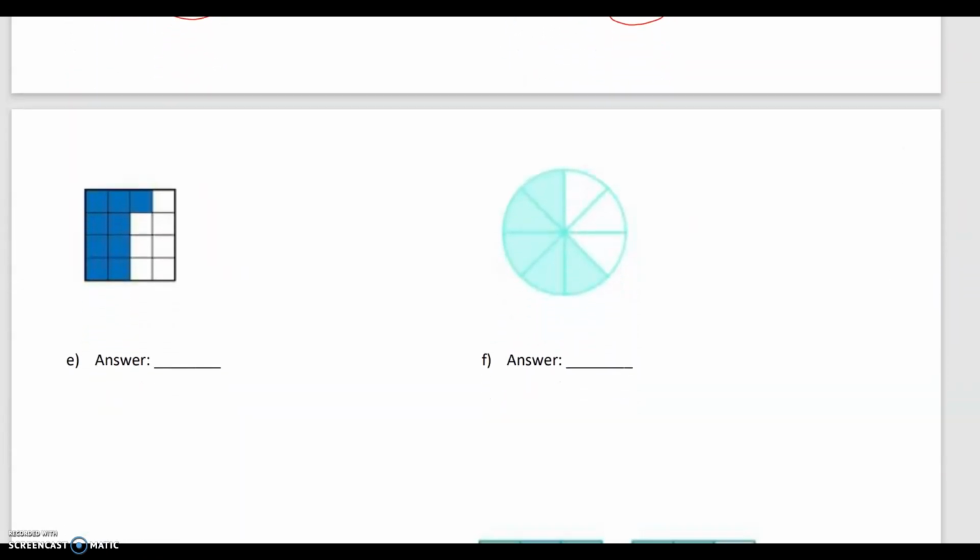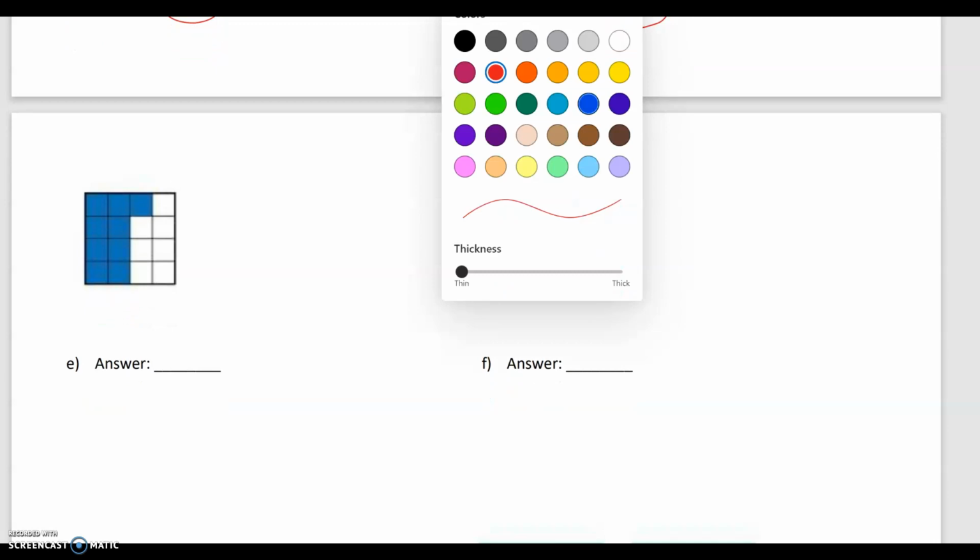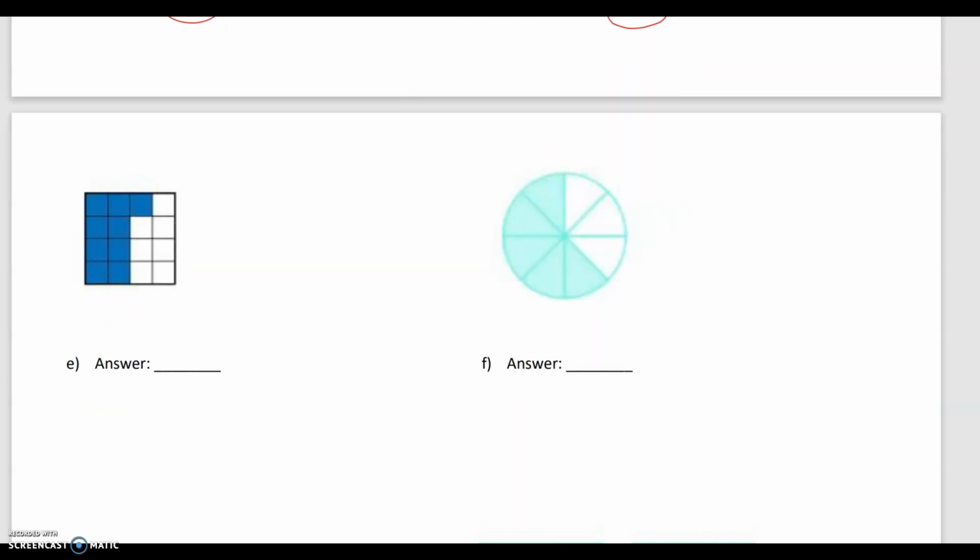Let's take a look at problems E and F. In E, I see that they're cutting the squares into 1, 2, 3, 4, 16 pieces. And then out of these, 9 of them are actually shaded. So it'll be 9 over 16. And then for F, let me count the pieces: 1, 2, 3, 4, 5, 6, 7, 8. And then out of these, 1, 2, 3, 4, 5. 5 out of 8. Let me box in the final answer.